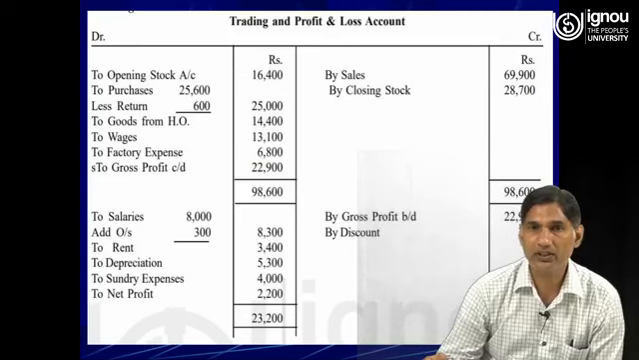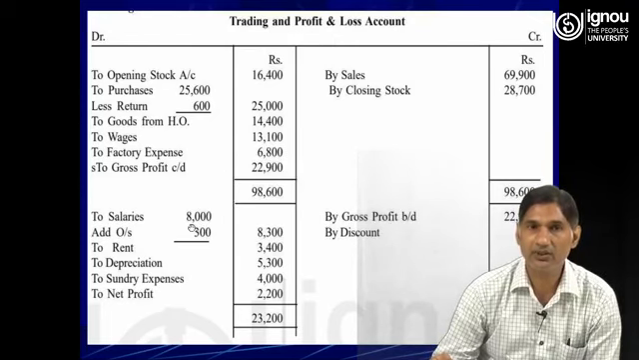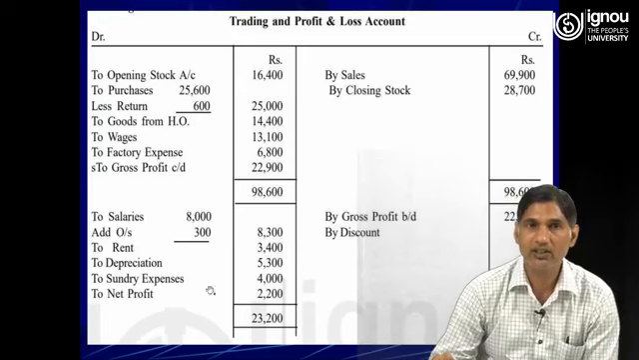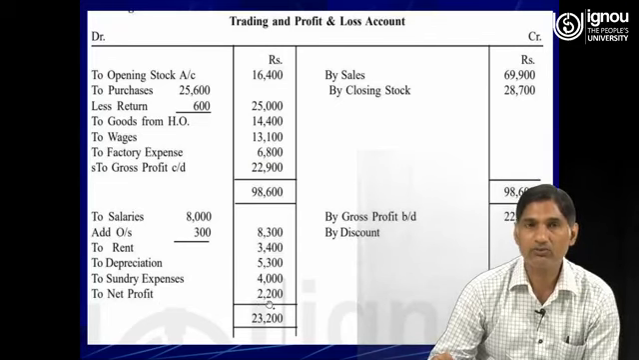Total is 23,200. Here salaries given in the question 8,000. Outstanding salaries mentioned in the adjustment. So total is 8,300. Rent given in the question 3,400. Depreciation we have calculated 5,300. Sundry expenses given in the question 4,000. So this is the balancing figure 2,200 in the form of net profit.